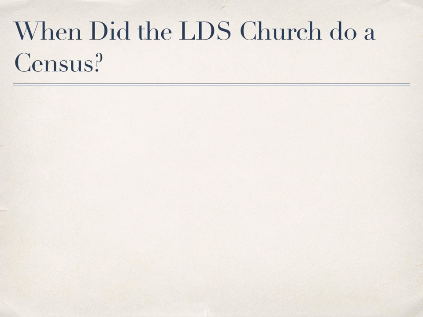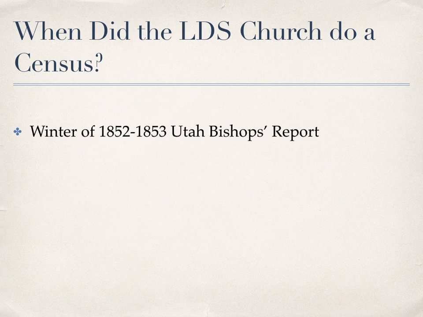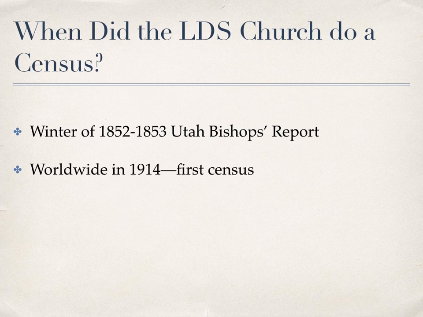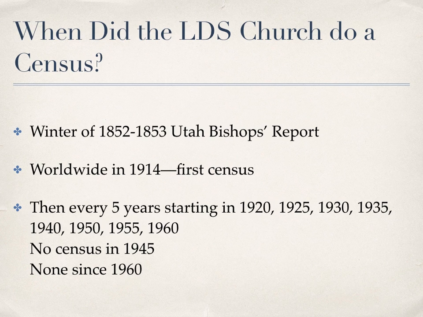When did they do a census? The first reference is in the winter of 1852 when we had the Utah Bishops' Report. But actually the very first worldwide census was taken in 1914. Then, starting in 1920, a census was taken every 5 years up until through 1960, with the exception of 1945 during World War II when no census was taken.